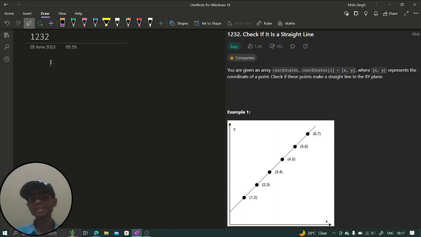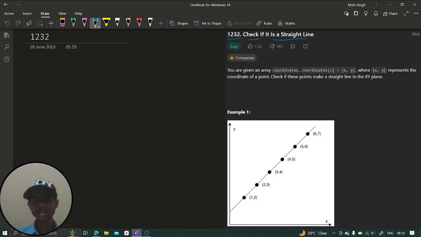Hi everyone. In today's challenge, we are going to solve this problem. The problem name is check if it is a straight line, and the problem number is 1232. As usual, first of all, we are going to clearly understand the problem statement. After that, we are going to move to the logic part. We are going to see how we can solve this problem. And after that, we are going to move to the implementation part. We are going to implement our logic in C++, Java, and Python programming language.